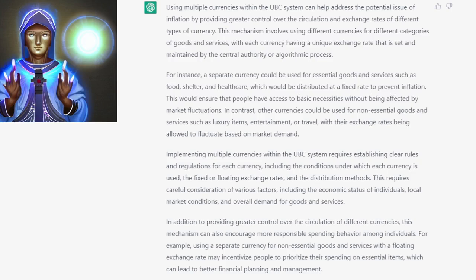Implementing multiple currencies within the UBC system requires establishing clear rules and regulations for each currency, including the conditions under which each currency is used, the fixed or floating exchange rates, and the distribution methods. This requires careful consideration of various factors, including the economic status of individuals, local market conditions, and overall demand for goods and services, in addition to providing greater control over the circulation of different currencies.